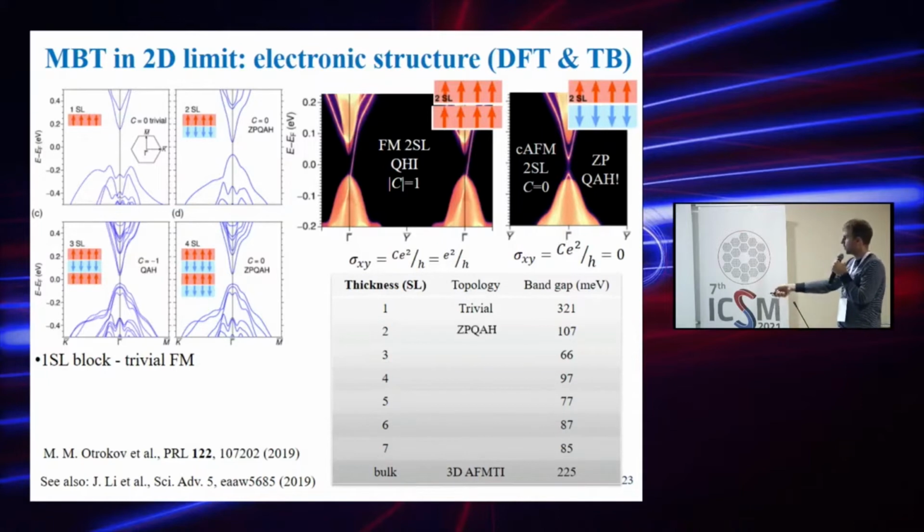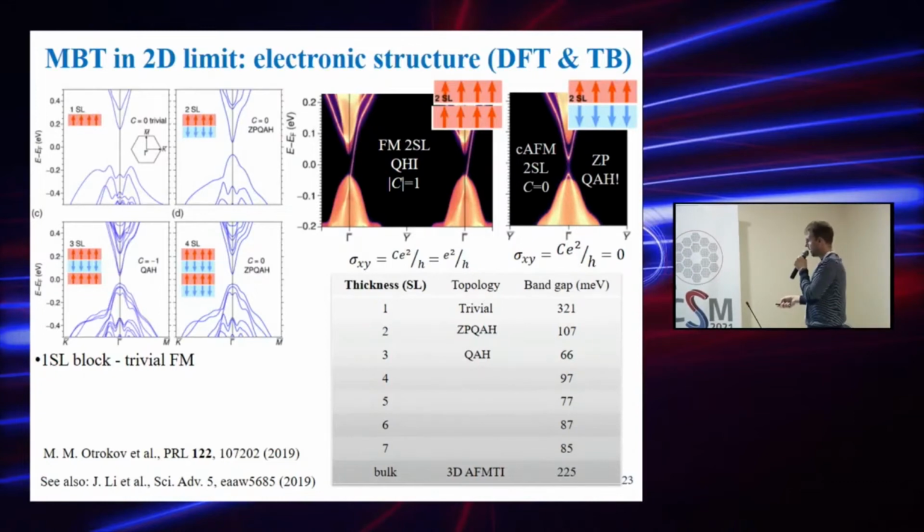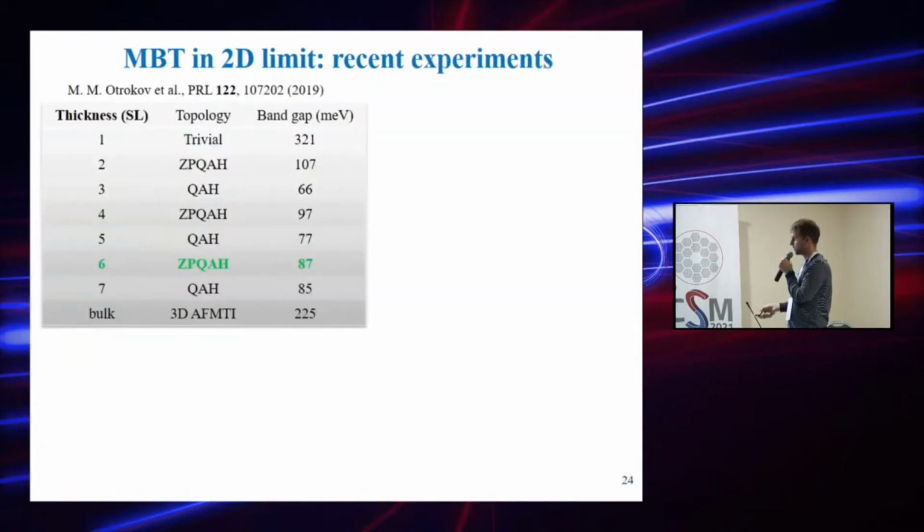So then we go for the 3 septuple layers. We have a quantum anomalous Hall insulator intrinsically, without need of applying an external magnetic field. And then it goes in a kind of oscillating fashion, because for an even number it is a zero plateau, and for an odd number of blocks it is the quantum anomalous Hall effect intrinsically again. And we were very happy to see all these predictions confirmed experimentally very soon after.